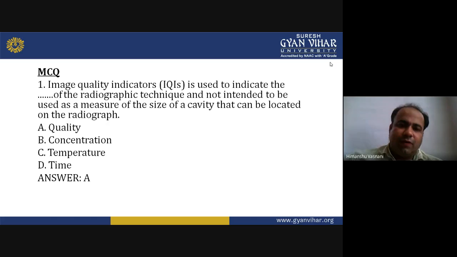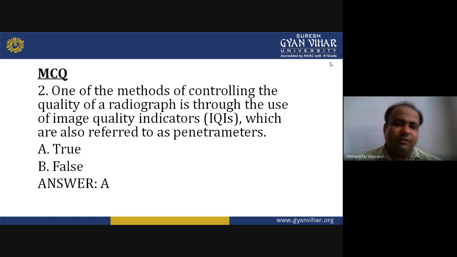We have studied this in the previous slides also. One of the methods of controlling the quality of a radiograph is through the use of IQIs, image quality indicators. They are also referred to as penetrometers. In the previous question it was asked in the same way, but this question says they are also referred to as penetrometers. Is it true or false? What do you say? True.